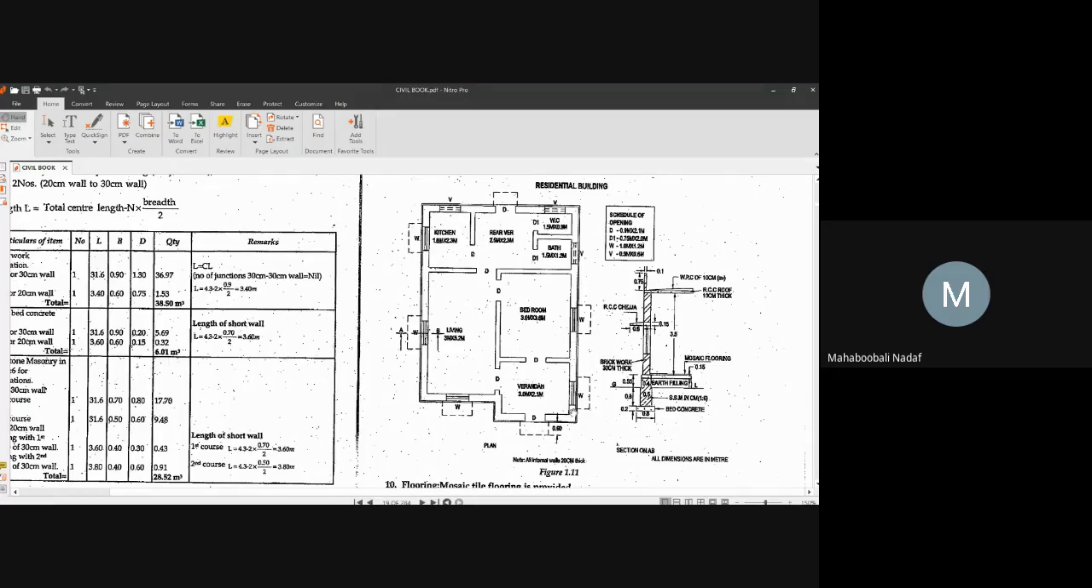Now, the long wall is this length, no? 1 and 2, correct? I will take this one. One second. Can you see the cursor movements of this one? Yes, sir. So you can take this as a long wall and this as a short wall.